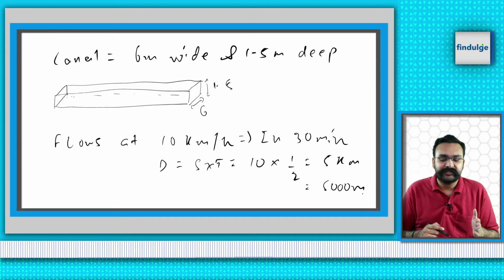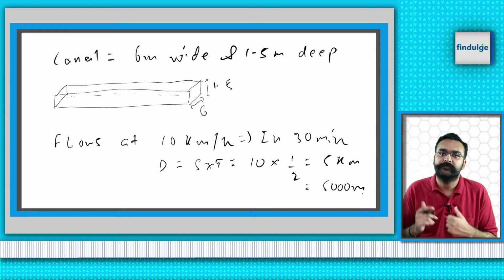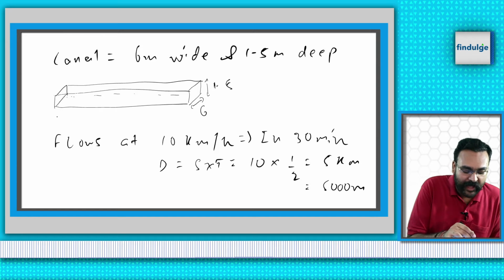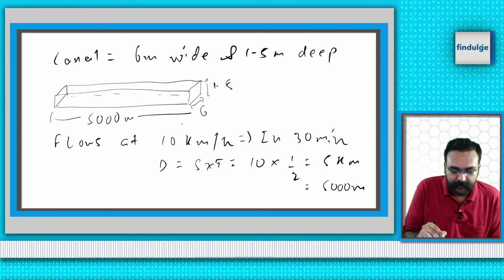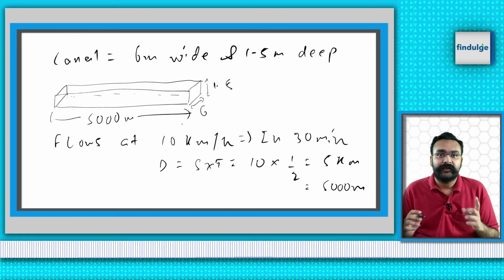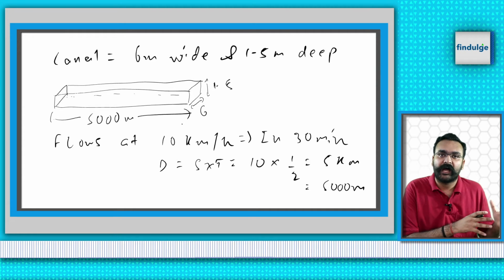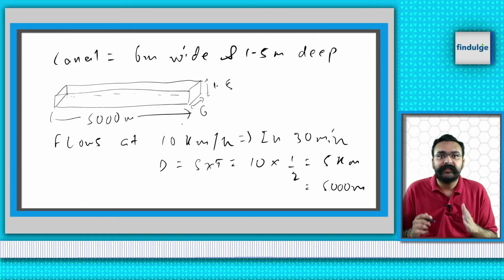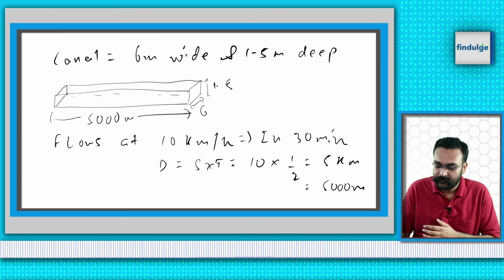Because the idea is that in half an hour, this is how much water will flow in terms of length. So you now have your length. The length is 5,000 meters. Now, this is the total water from the canal. Like I said, it will be equal to the total volume of water from the irrigated area.